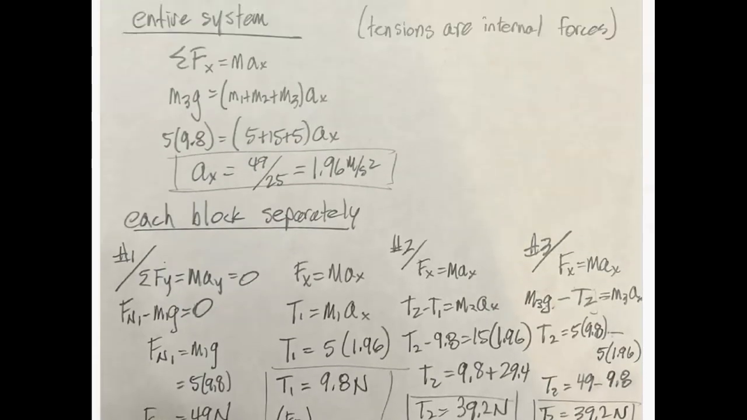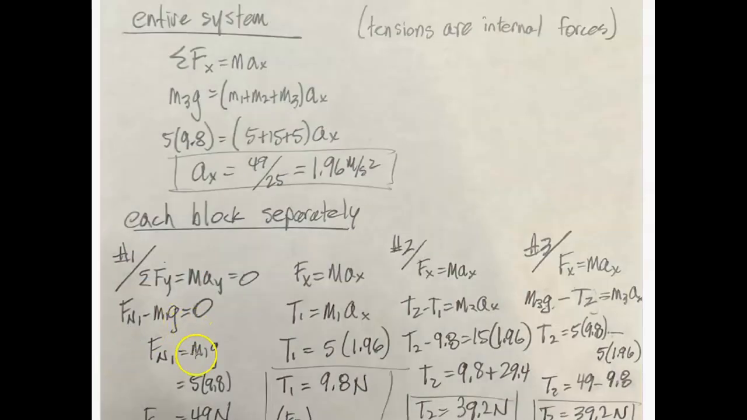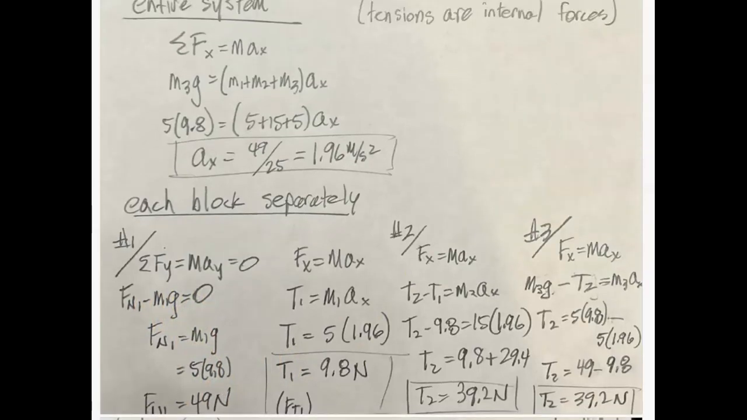For number 1, I showed the y direction. I don't really need to know that information. But if this was a friction problem, then I would need to know the normal force, and that is how I find it right there. On a horizontal surface with no other forces in the y direction besides the normal force and the weight, the normal force is always equal to the weight.